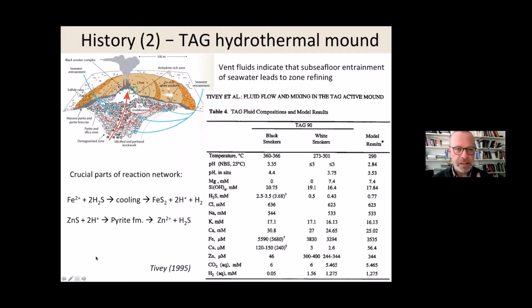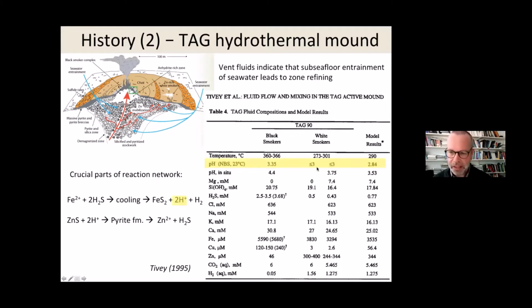This is another classic paper by McTivey, which shows very nicely how we can learn from looking at the composition of hydrothermal fluids about subseafloor processes. This is from the TAG hydrothermal mound. And I know this is a busy slide. I'll just try to guide you through it.